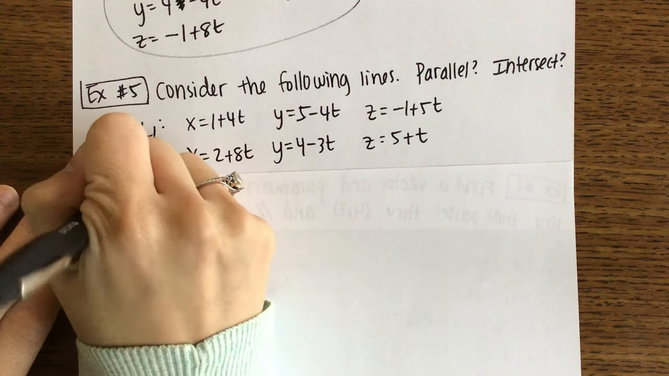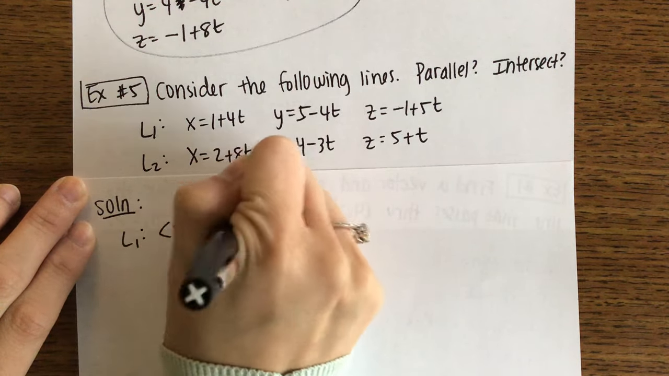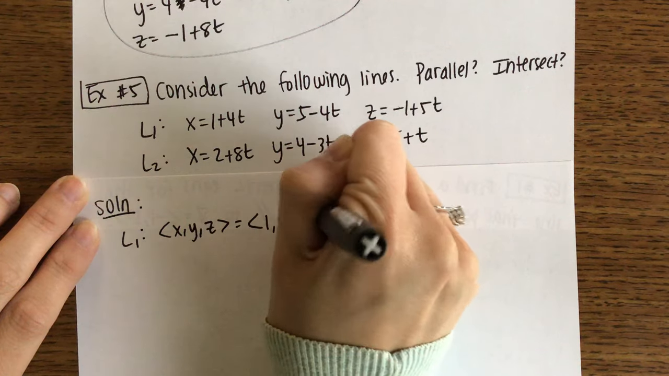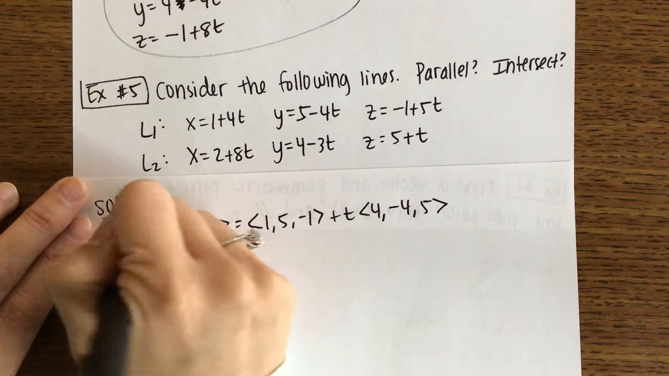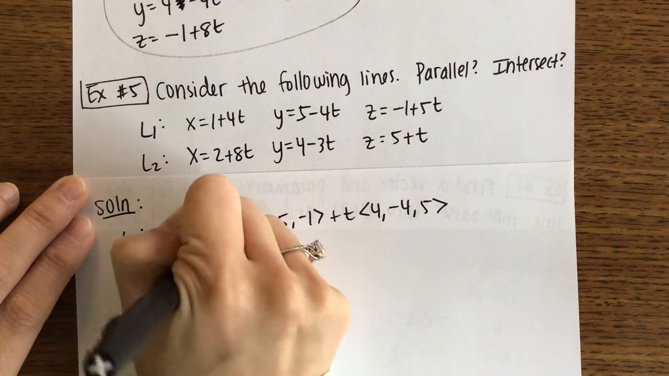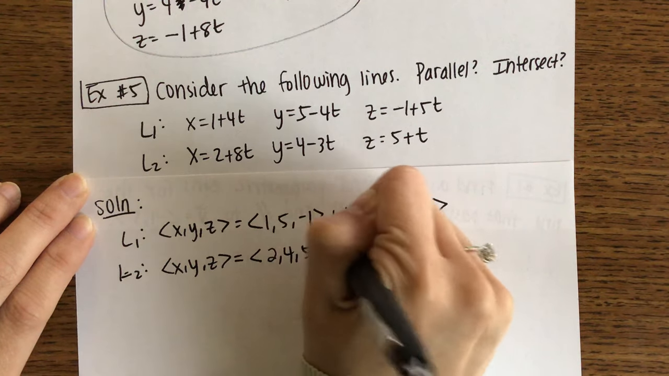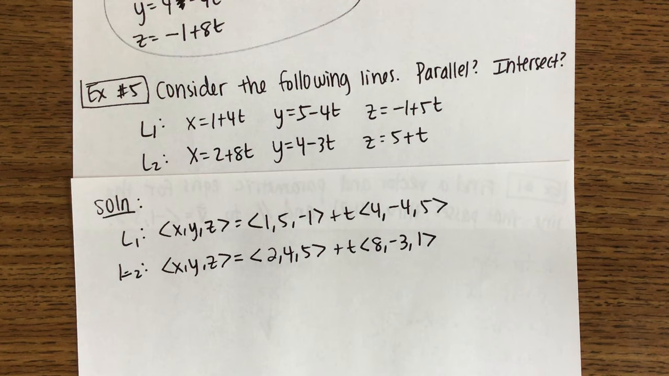Okay. So I'm going to start by rewriting line one. I'm going to write it in vector notation instead. So choose your point, (1, 5, -1), plus t times (4, -4, 5). This is just going to help me to identify the direction a little bit easier. So the point on the second line is (2, 4, 5), and then the direction is (8, -3, 1). So these then are our two direction vectors. Not the same, not scalar multiples. So that tells us that our lines are not parallel.